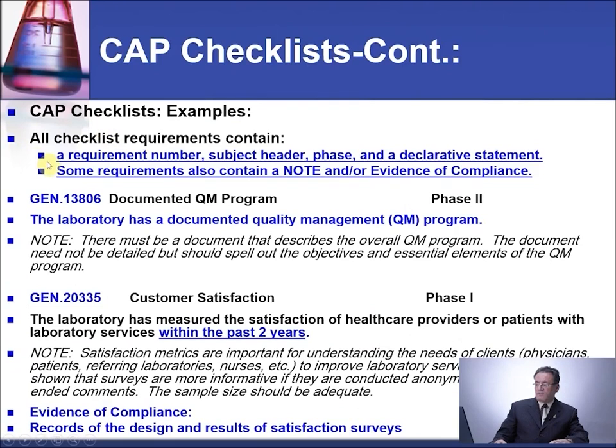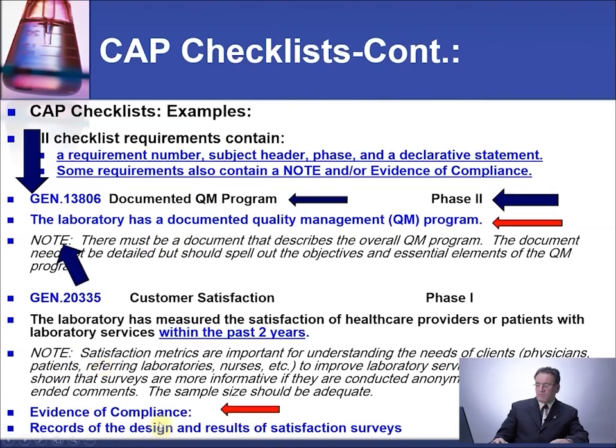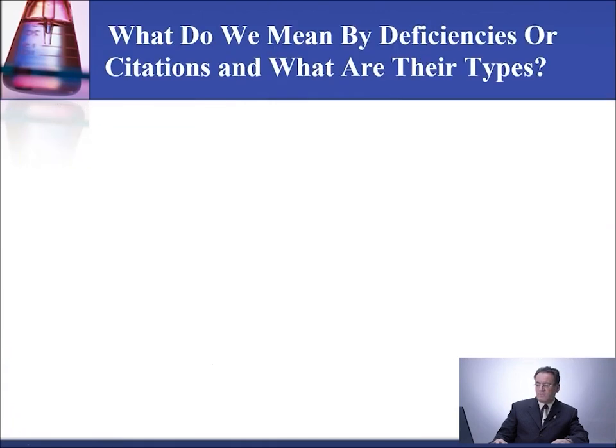Okay, CAB checklist examples. I'm going to tell you how to read the CAB checklist here. The CAB checklist will usually have a requirement number, a subject header, a phase, and a declarative statement. Some checklists have notes to help you interpret the standard, and some have evidence of compliance to tell you what kind of records or documents you need in order to comply with the standards.